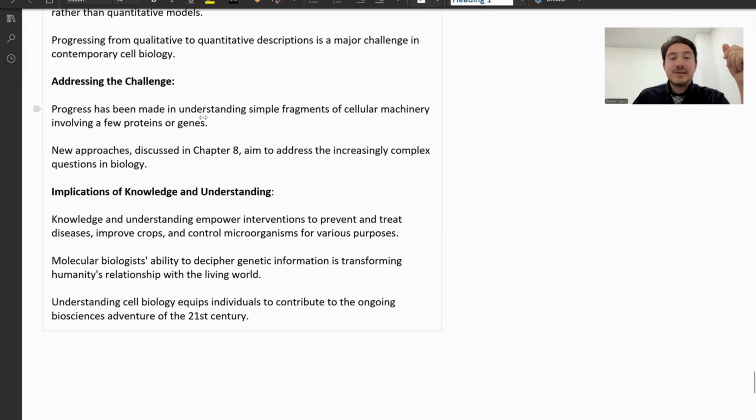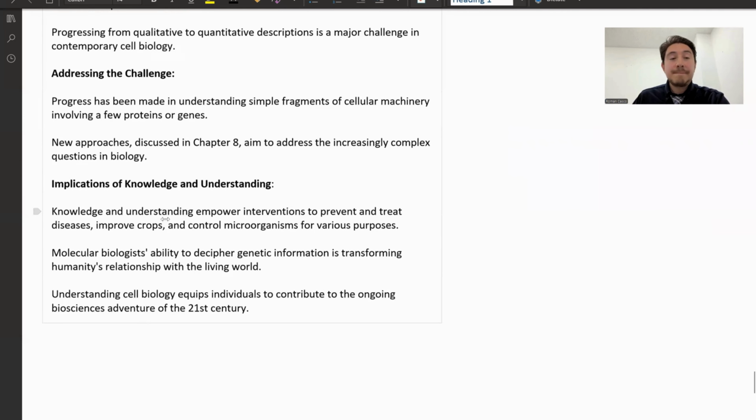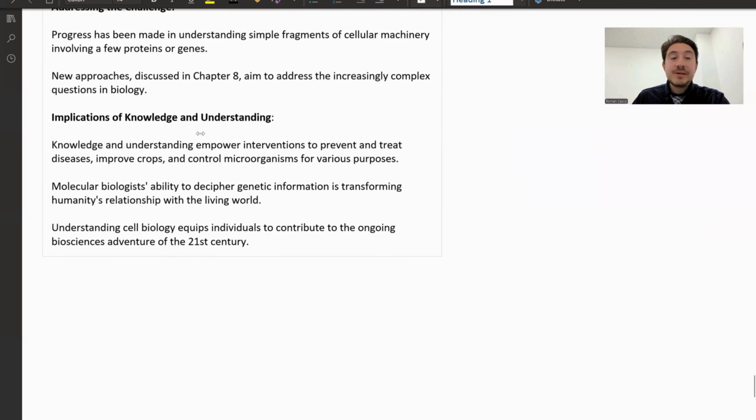Progress has been made in understanding simple fragments of cellular machinery involving a few proteins and genes. But again, new approaches, we're going to see in chapter 8 some of the more novel ones, and yet probably this is already outdated, to address increasingly complex questions in biology.